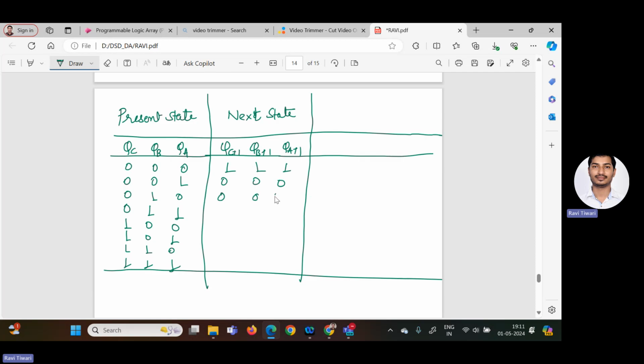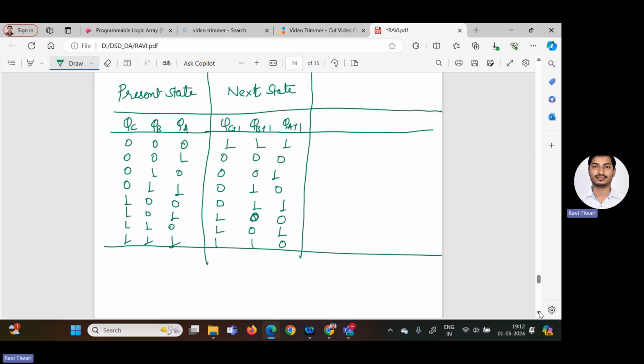Now if you are in state 1, next state is 0. If you are in state 2, then the next state is 1. Similarly, 3, that is 0, 1, 1, next state will be 2, 0, 1, 0. If the present state is 4, 1, 0, 0, then the next state will be 0, 1, 1. If you're in state 5, then the next state will be 1, 0, 0, because it's a down counter. If you're in state 1, 1, 0, then the next state will be 1, 0, 1. Similarly, if you're in state 1, 1, 1, then the next state will be 1, 1, 0. Clear? So we have calculated the present state and next state.